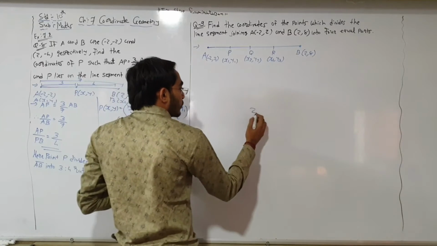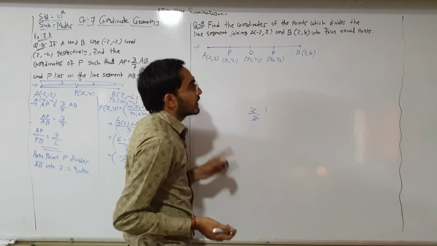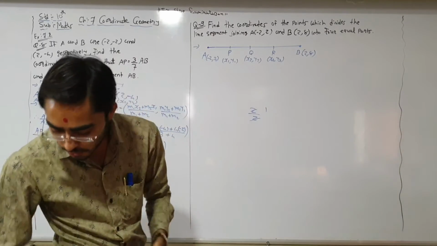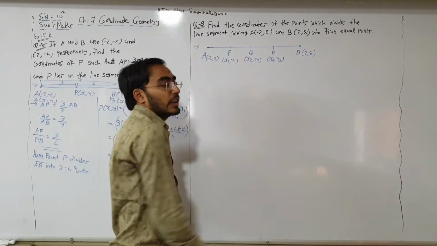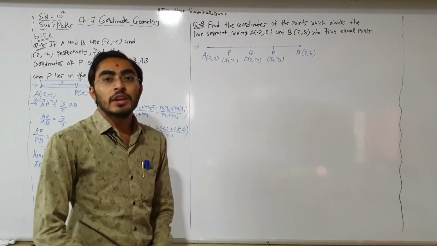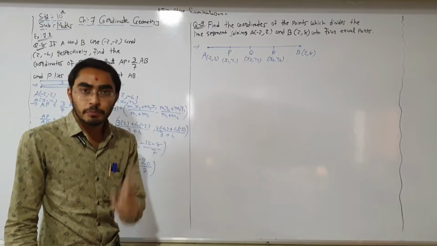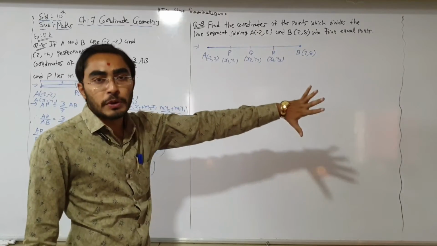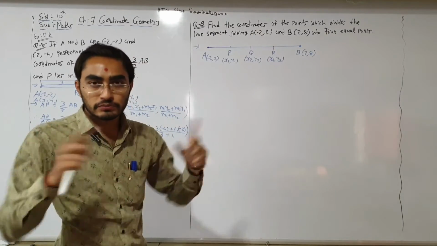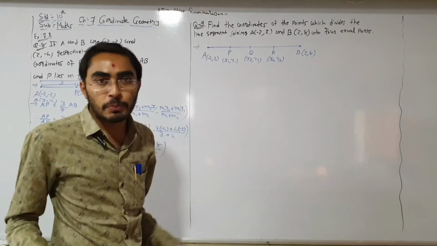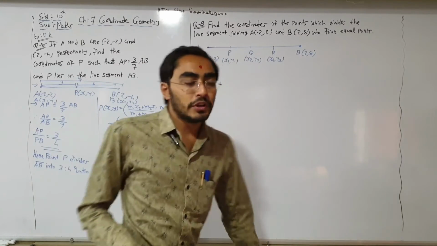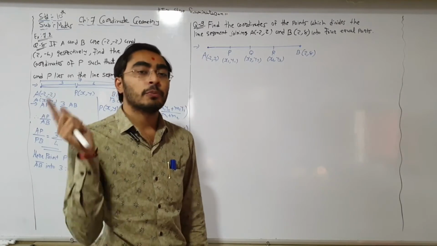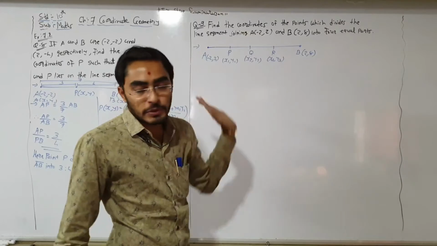2:2, that means 2 by 2, that means 1. That means Q divides AB in the ratio 1:1. And a 1:1 ratio means midpoint. Because before Q we have two parts and after Q we have two parts, on both sides of Q we have the same number of parts. That means Q is the midpoint. So the 1:1 ratio is for the midpoint, and Q is the midpoint of AB.